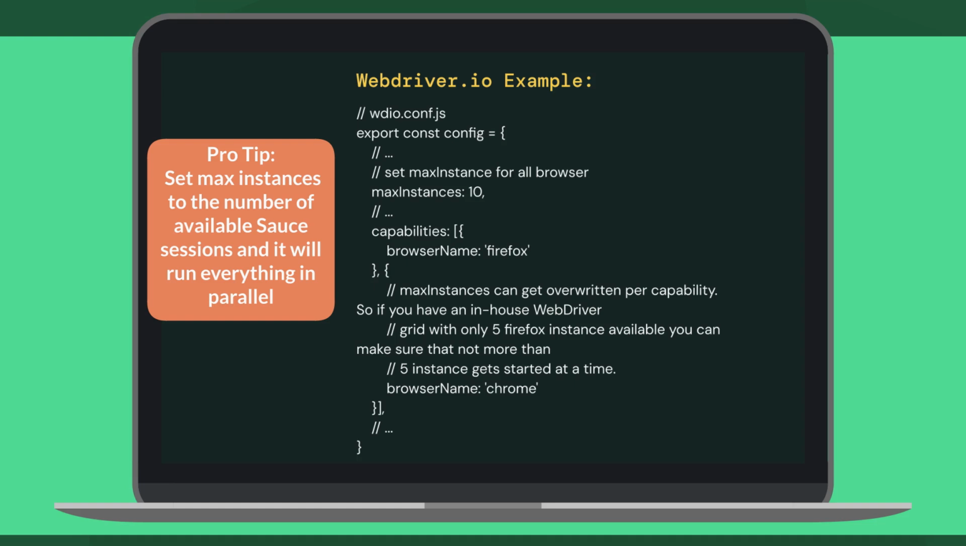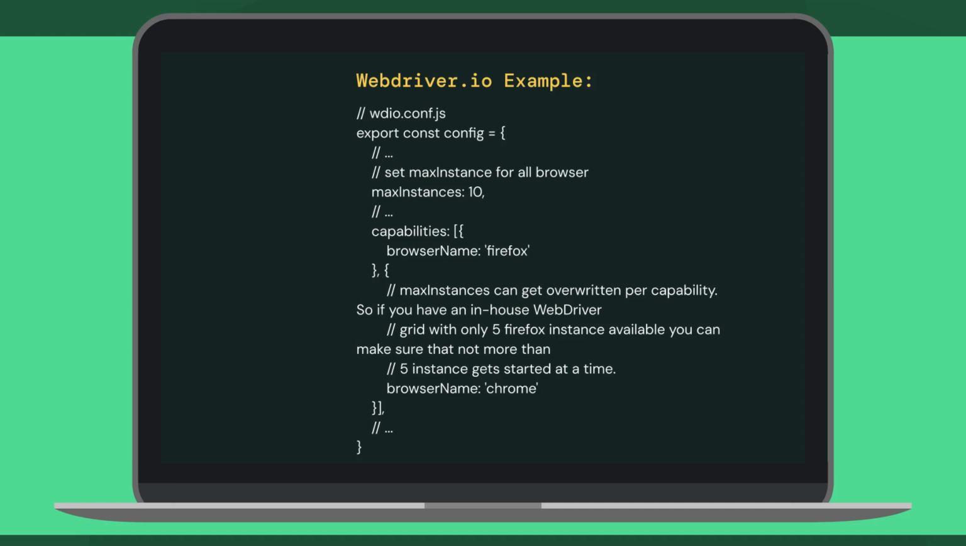WebDriver.io is a library that allows you to run your tests with maximum concurrency, meaning that no matter how many files and tests you have, they can all run in parallel. Of course, subject to certain limits like your computer's CPU and concurrency restrictions.